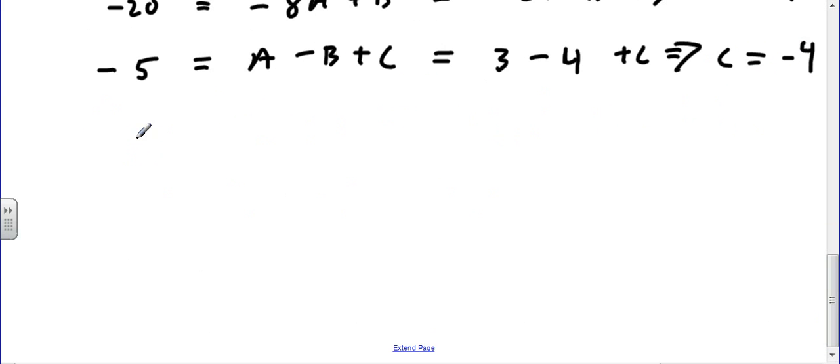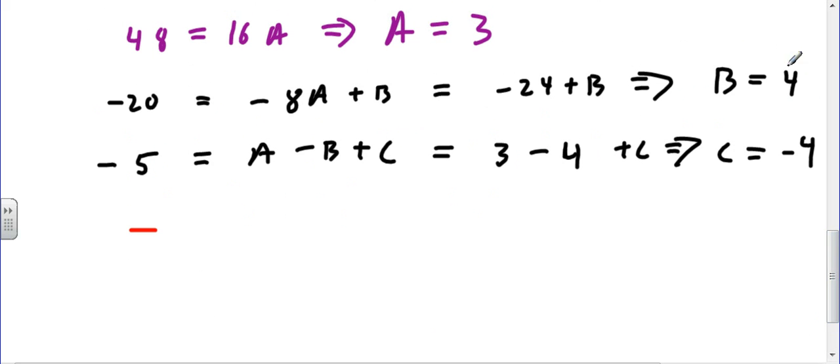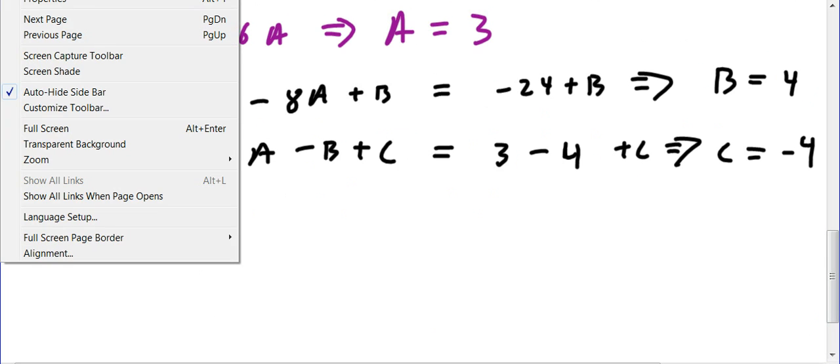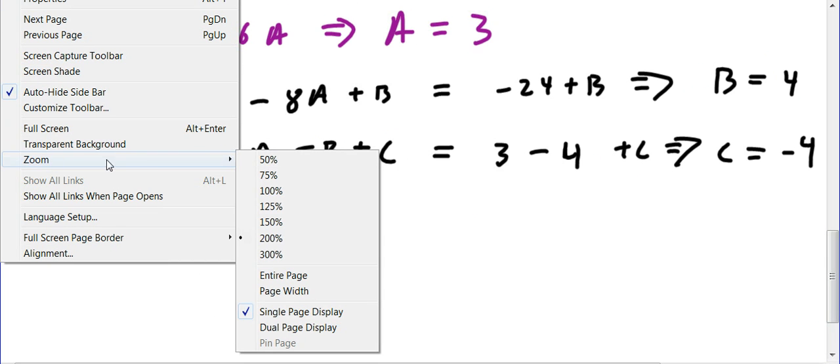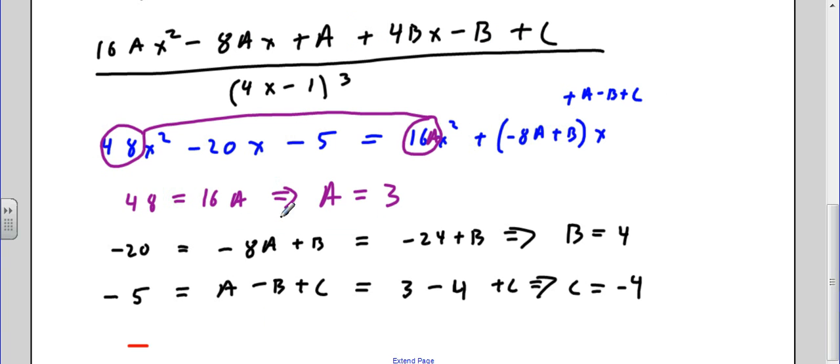What did you get for B? Oh, B was 4. You can't see those 4. What's going on? Zoomed in. View, zoom, 150. Does that help? Yeah, why didn't you tell me that before? Anyway, don't worry about it. So now are we happy?